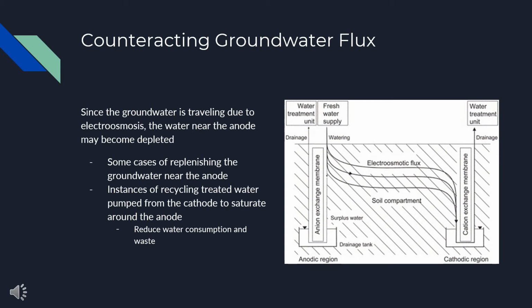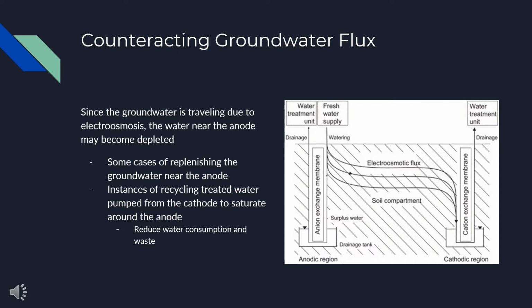As electroosmosis occurs and water migrates from the anode to the cathode, it is possible for the groundwater to become depleted around the anode. In some instances, this can negatively affect the efficiency of the treatment system, as the water flux helps the ions migrate from one electrode to the other.